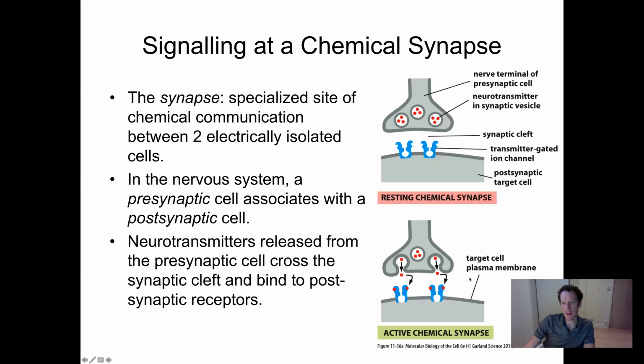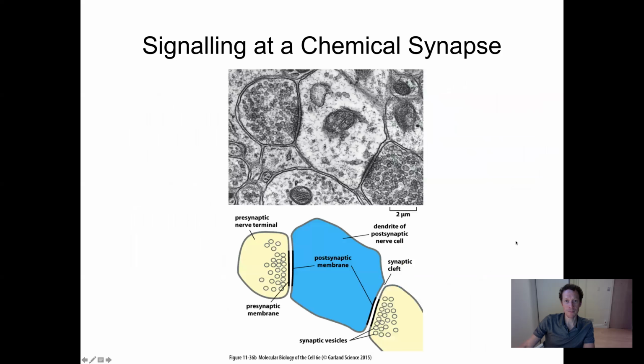This is a resting cell, and this is a cell that's active. The cell membrane has been depolarized. Vesicles are fusing with the presynaptic membrane. You recall fusion of the membrane, release of contents into the extracellular space, and binding of the ligand to the sites on the receptor. And this allows for opening of these ionotropic receptors.